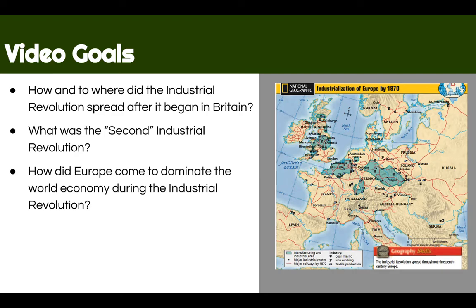Still here in 1870 we see quite a few railroads connecting all of Europe, but relatively few large manufacturing centers. But pay attention to where these areas are concentrated: the United Kingdom, Belgium, parts of Germany, and Prussia.